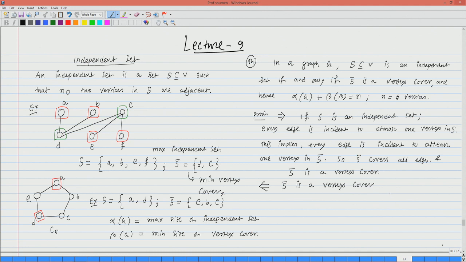X complement is a vertex cover. And then you have to prove that S is an independent set. Since this is a vertex cover, S complement covers all edges of G, right, because this is a vertex cover. So, it covers all the edges of G.